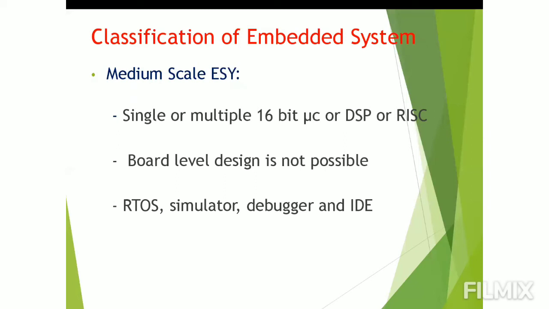Next we will discuss what is medium scale embedded system. Now we will discuss how to develop this system. In medium scale embedded system, we have to use single or multiple 16-bit microcontroller or DSP or RISC. Means for designing this type of system, we need to use 16-bit microcontroller or DSP. What is DSP here? Digital Signal Processor or RISC. RISC stands for Reduced Instruction Set Computer. In such type of system, board level design is not possible.